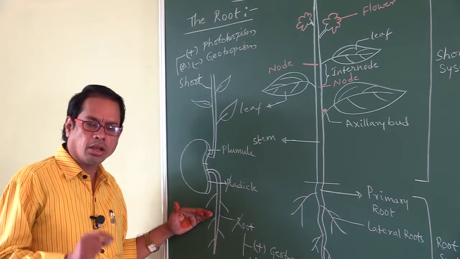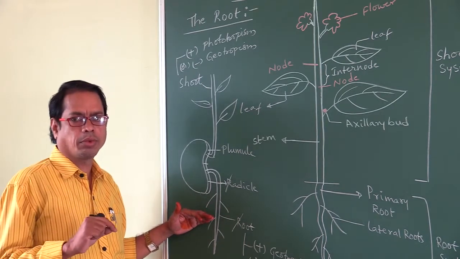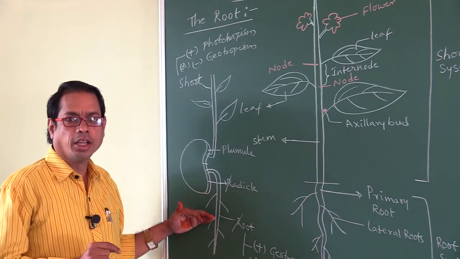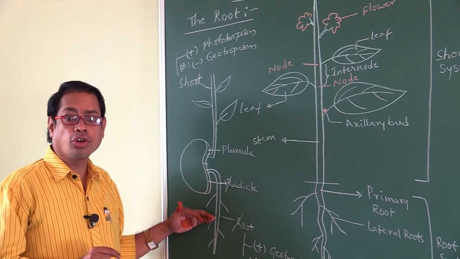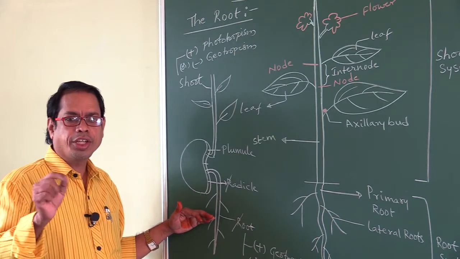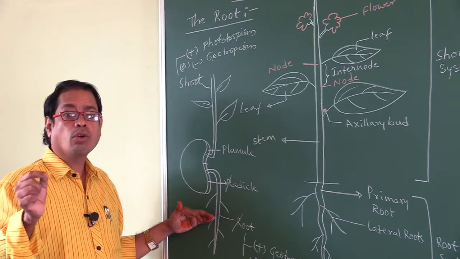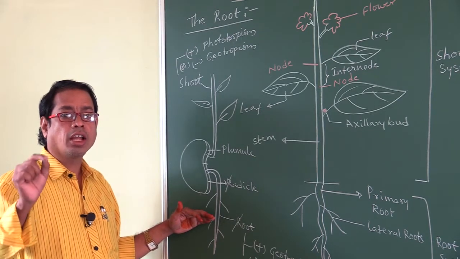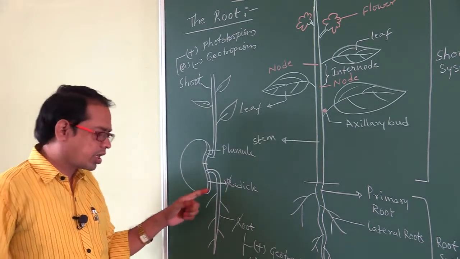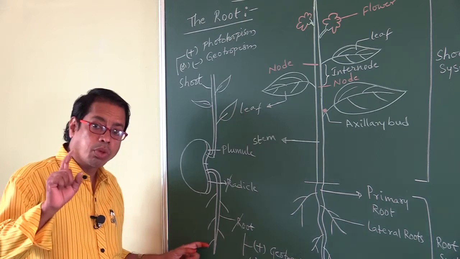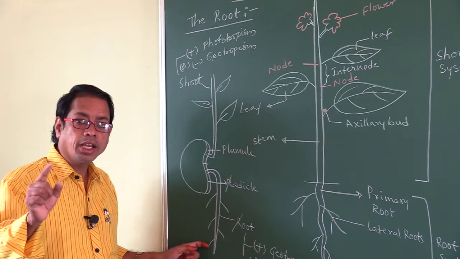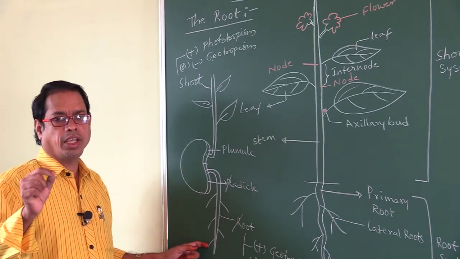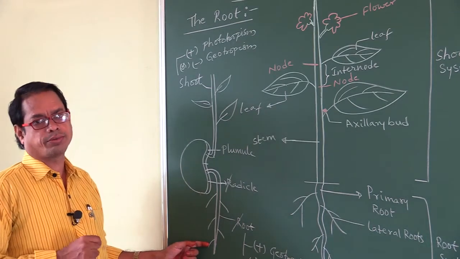Generally the roots are brown in color, but green colored roots are found in Ctenopteris, that is photosynthetic roots. These photosynthetic roots have chlorophyllous tissue. That's why these roots are green in color.